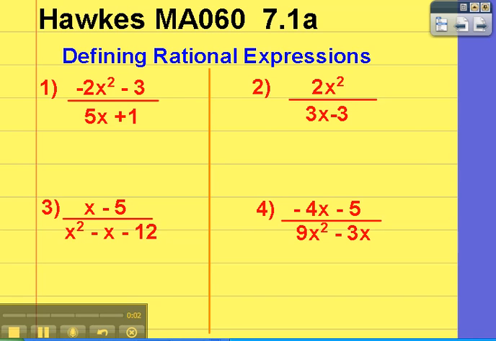Hi there, this one is help with 7.1, just part A on this. I've had a request on doing a video to help with defining rational expressions. And basically what that means is just making sure that whatever you're working with here, that eventually what we're going to get to is solving and figuring out what x equals.